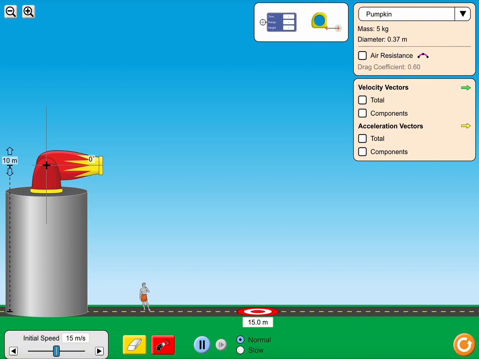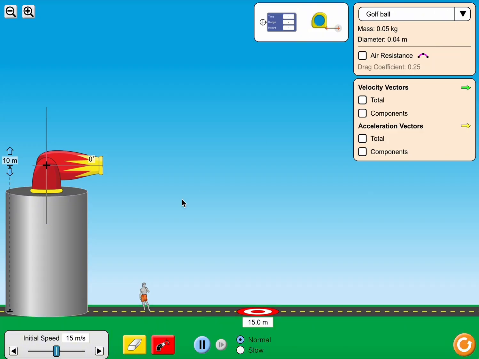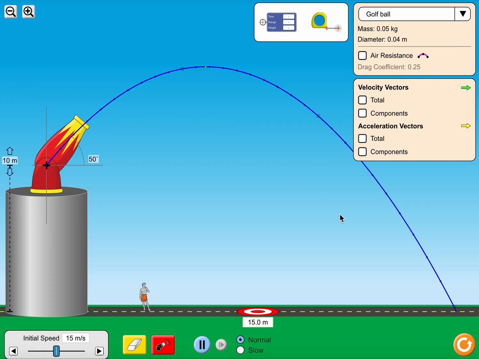So here we have a cannon, a red cannon, and we are going to try with a golf ball. We're going to set the initial speed to 15 meters per second, and we're going to adjust the cannon so it has a 50-degree angle. We're going to fire it, and we see the blue line, it's the trajectory our golf ball is following.